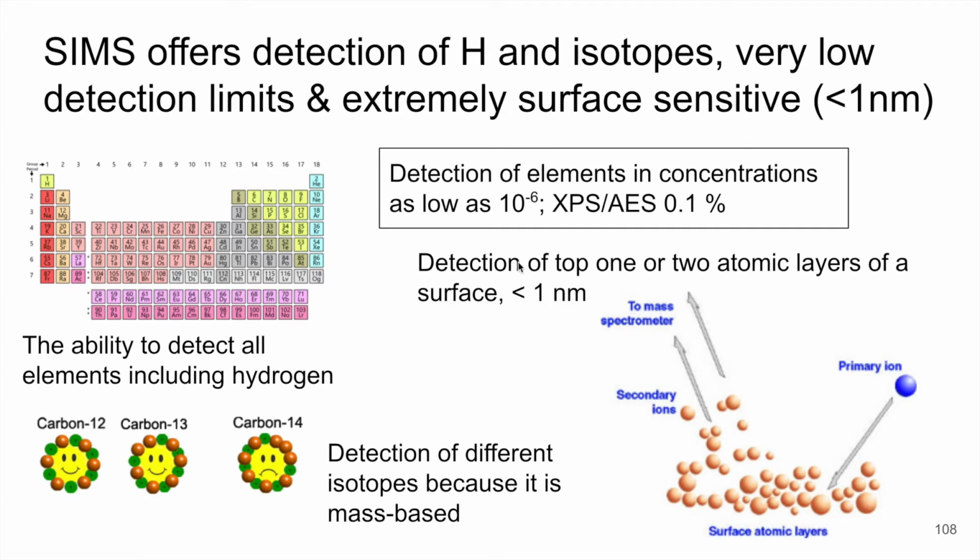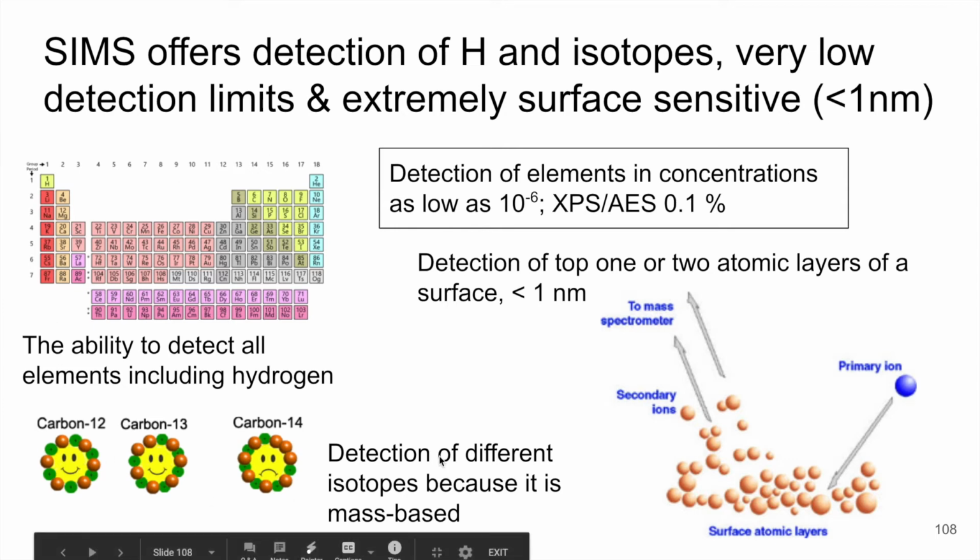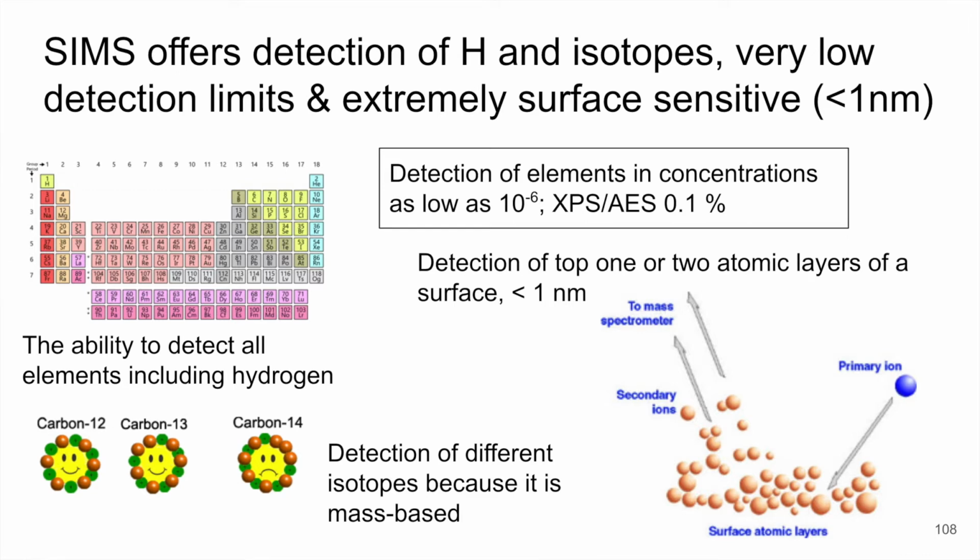And the other obviously is that it's very surface sensitive, so it can be a nanometer or less, and so that's useful. So we can detect just 1 or 2 atomic layers on the surface. So all of these make SIMS a really powerful technique that gives us a lot of additional things that other techniques struggle with.